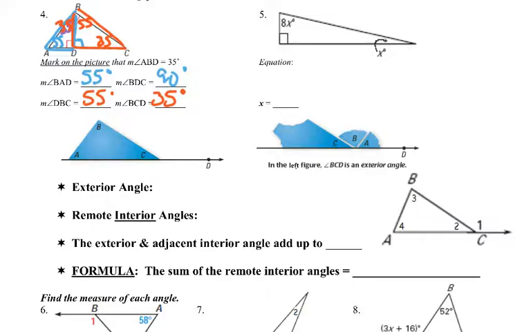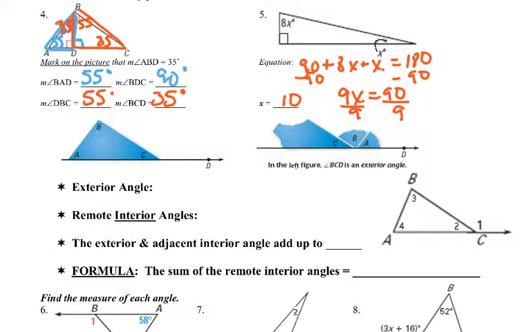A question we're going to see a lot is like number 5, where they give us a variable and we have to write an equation. So I add up the 90 plus the 8x plus the 1x to equal 180. If I subtract 90 from both sides, 8x plus 1x is 90, and 90 divided by 9 is 10. It's kind of an easy one. There might be some a little bit harder ones on the homework, but I'm sure you can handle that, adding them up to 180.